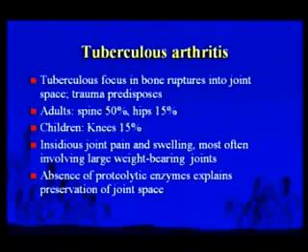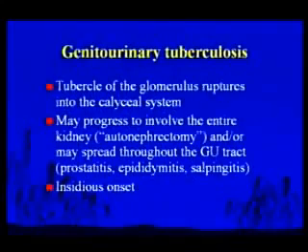Because it could compress the spinal cord, right? And lead to paralysis. So that's very important. Genital urinary TB, tubercle glomerulus, ruptures in the calyceal system, very insidious onset.